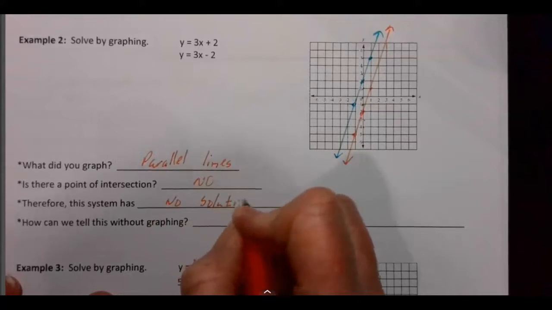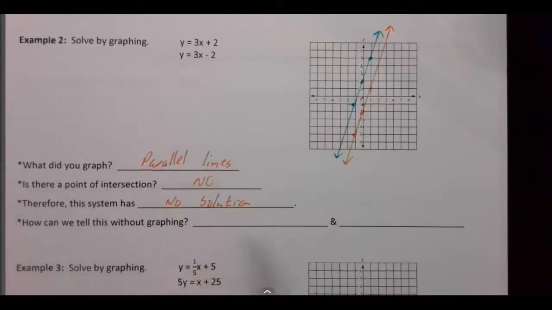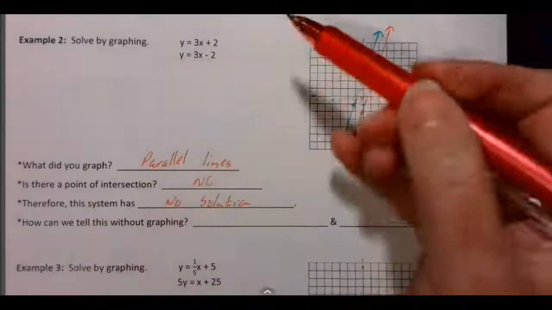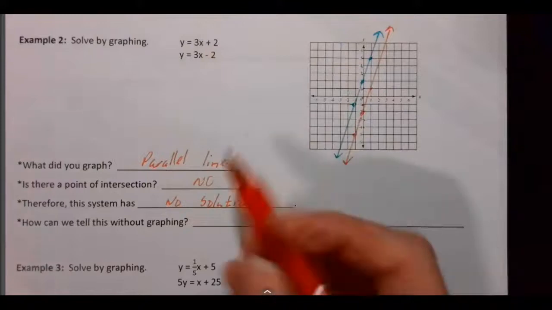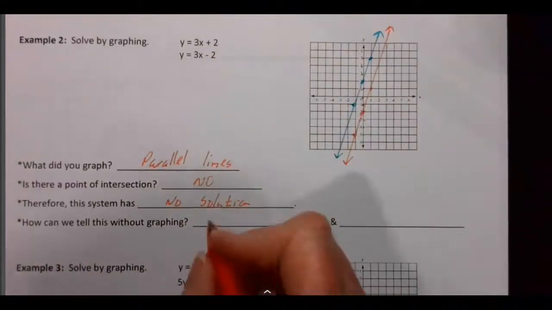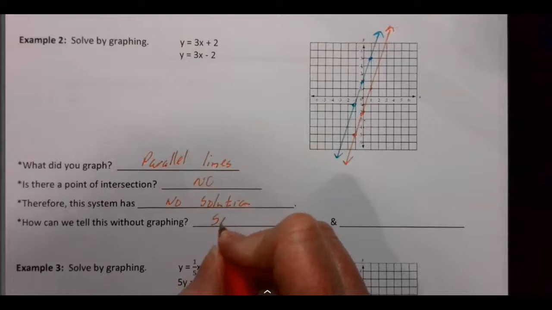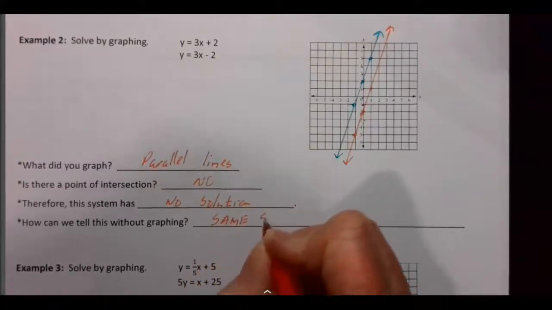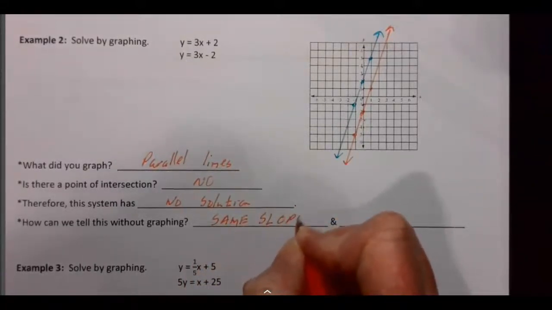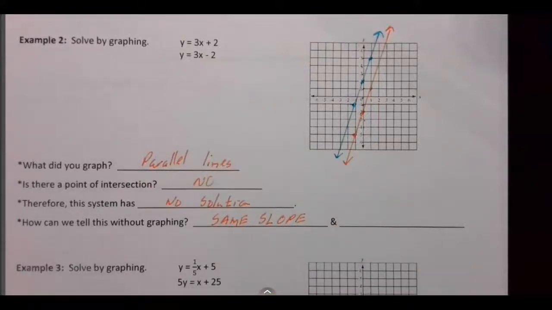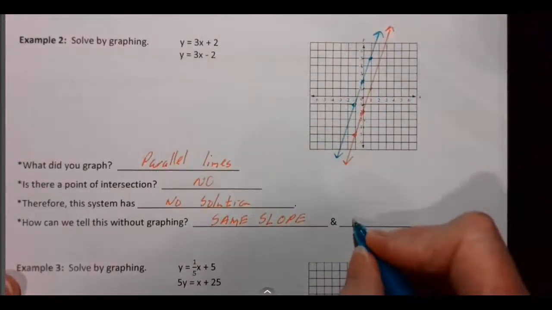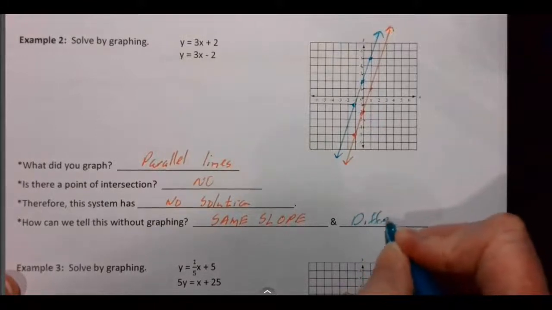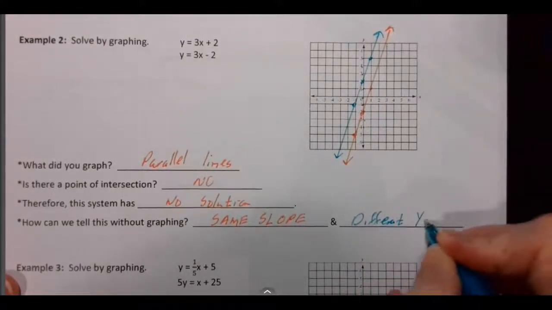They will never intersect. Now, we could have also told that by looking at our original problem. Notice what happened with both of these. You might have already figured this out. Look at that slope. The slope on both of these are the same. So how can we tell this without graphing? If the slope is the same. Same slope. Now, this doesn't make sense until we do the next one, but the other thing that will make a difference is look at my y-intercepts. Are my y-intercepts the same? No. Different y-intercept.